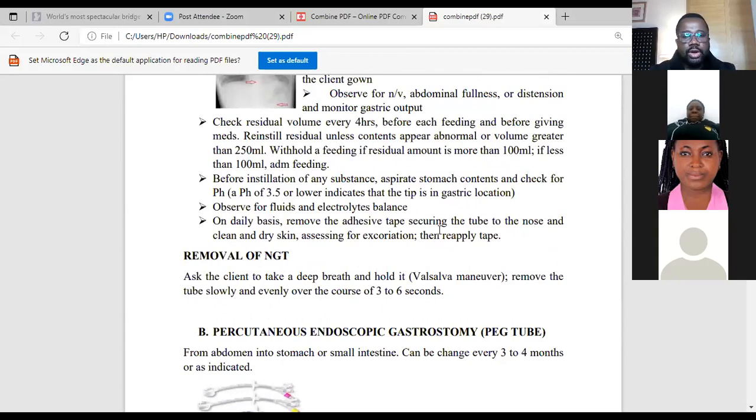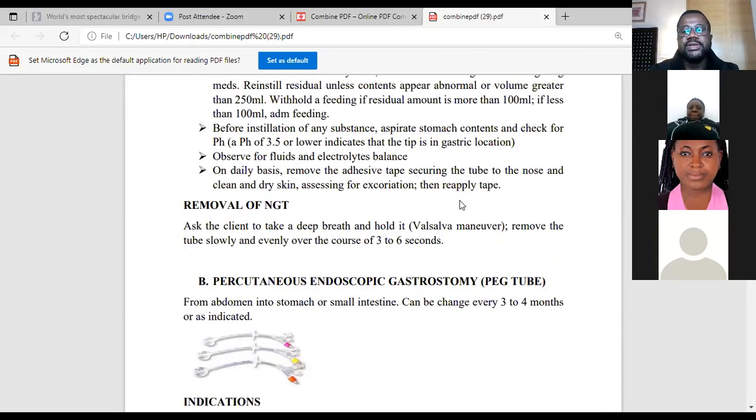So make sure that you also observe for fluid and electrolyte imbalance. Check the skin, change the side of the tube, and tape it from different sides of the nostrils to avoid excoriation and also skin dryness. Apply some lotion. Now, how do we remove the tube?